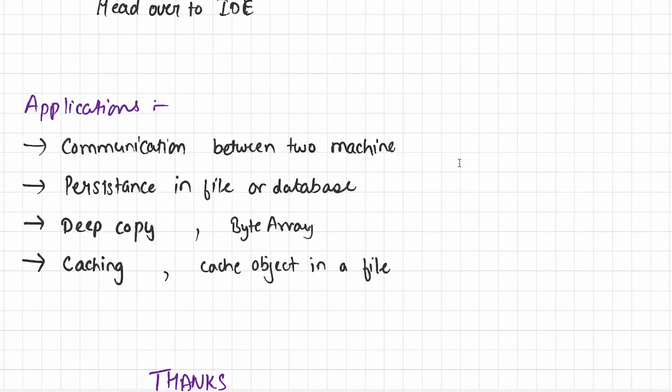Now the third application is deep copy. What does it mean? Let's say you have an object that also contains references to other objects, and you have a long chain of objects. If you try to copy that object, you have to write specific logic to copy all the objects and the nested objects. In that case, you can also leverage serialization and deserialization. You just serialize that object into an array of bytes and then convert the array of bytes back to the original object. This way you do not have to write specific logic to get a deep copy of the object.